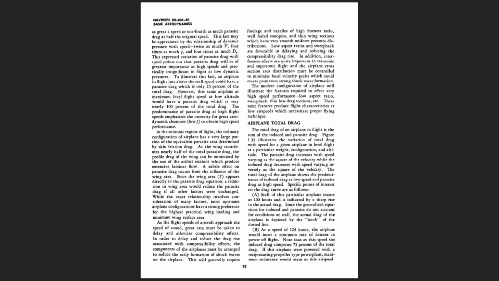A subtle effect on parasite drag occurs from the influence of the wing area. Since the wing area, capital S, appears directly in the parasite drag equation, a reduction in wing area would reduce the parasite drag if all other factors were unchanged. While the exact relationship involves consideration of many factors, most optimum airplane configurations have a strong preference for the highest practical wing loading and minimum wing surface area.